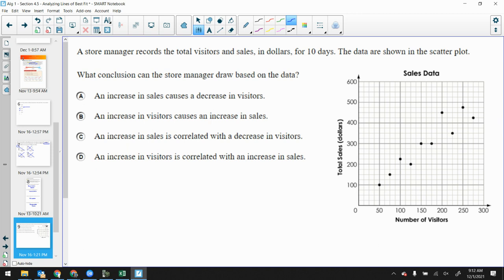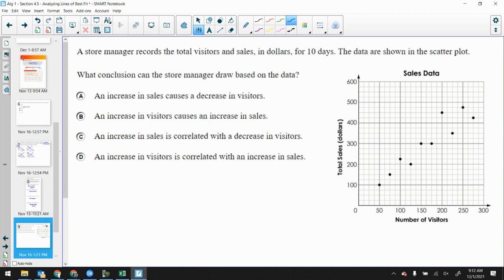Now, is that a causal relationship? No. Causal, for causation. I would say no, because could you walk into the store and walk out with nothing? Yeah, that's possible. If you walk in the store, do you have to buy something? No. You could walk in and walk out if you really wanted to.